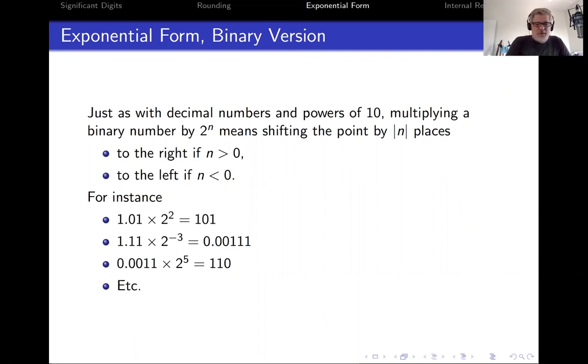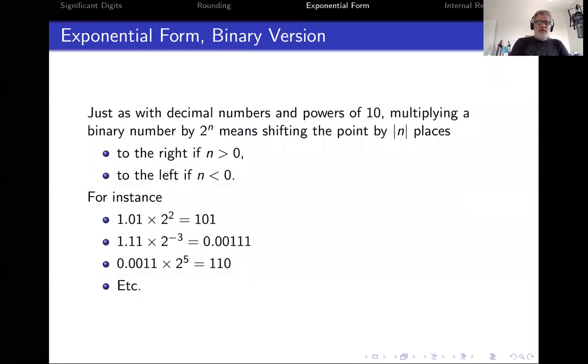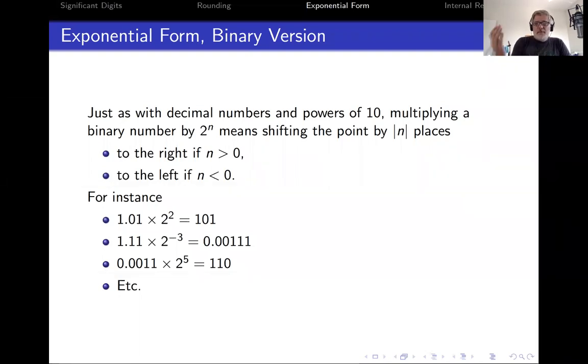I don't think it should. I don't think it is, but 0.0011 times 2 power 5, then the exponent is positive, so you're shifting the point by 5 steps to the right, so you get 110, okay, and so on. So it's the same thing, except shifting means powers of 2, okay?